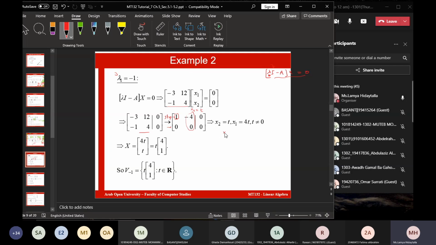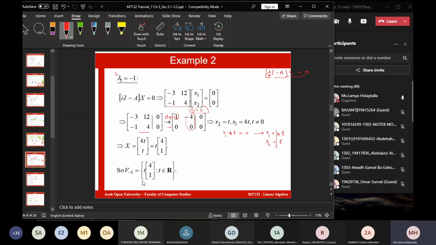So what do we have? We have x1 minus 4 x2, and with x2 I write 4t, correct? This is equal to 0. That is, x1 is equal to 4t. And then what about x2? We assume that it is equal to t. So x2 equals t.